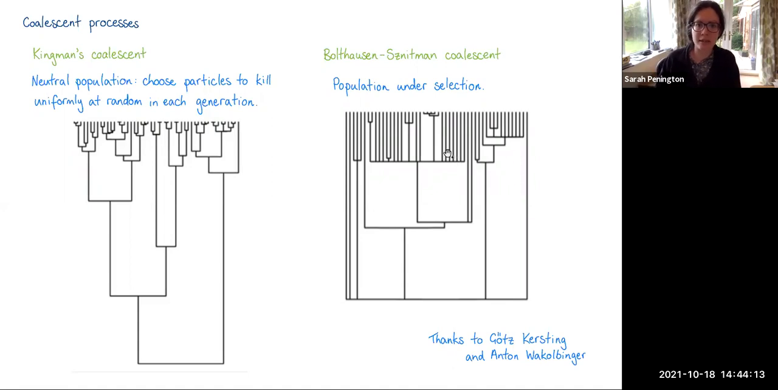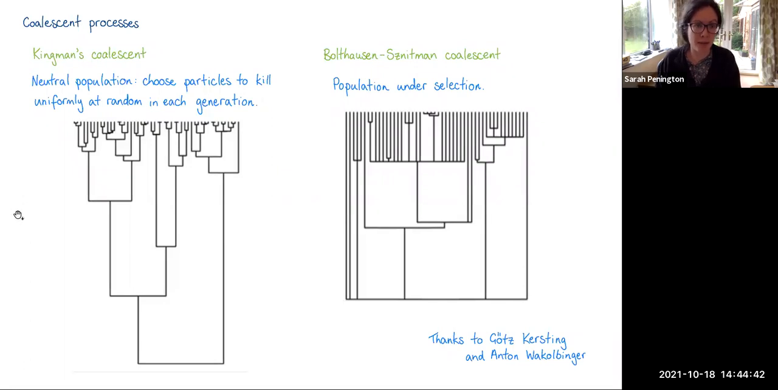And the Bolthausen-Sznitman coalescent is conjectured to be the scaling limit of a large class of models of populations under selection, but it's only been proved in a few very special cases. So there are results by Berestycki, Berestycki and Schweinsberg, and also by Schweinsberg about this, but this conjecture hasn't been proved for the n-particle branching random walk. So that's just a bit about what the coalescents look like.